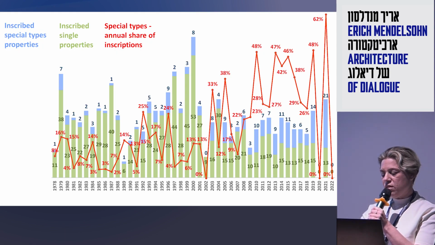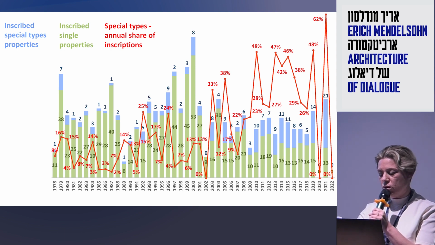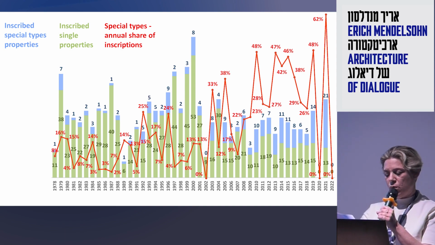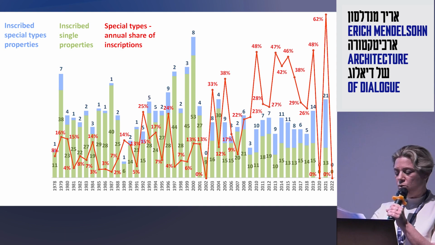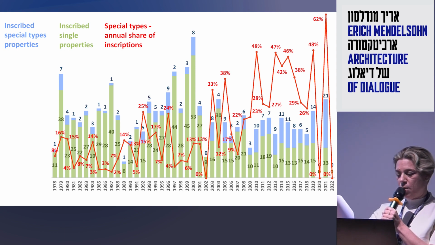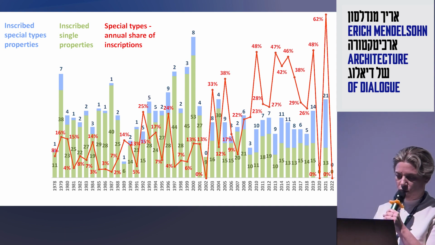The first graph presented here shows the growing use of all special type properties, serial and multinational, in World Heritage nominations. Annually inscribed special types nominations are represented in blue, while green represents annual single property inscriptions. The growth of the relative share of all special type properties on the World Heritage List is striking when we follow the red line, which signifies their percentage within the total number of annual inscriptions.